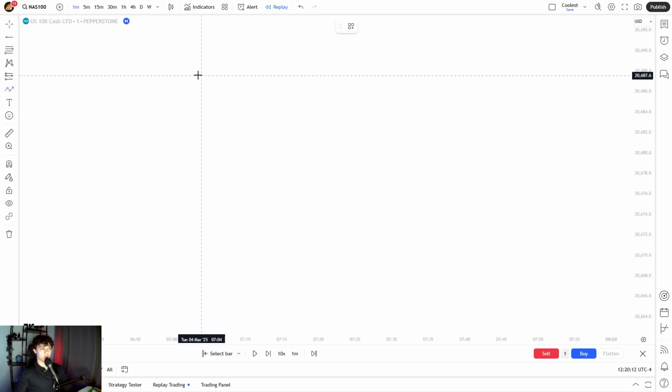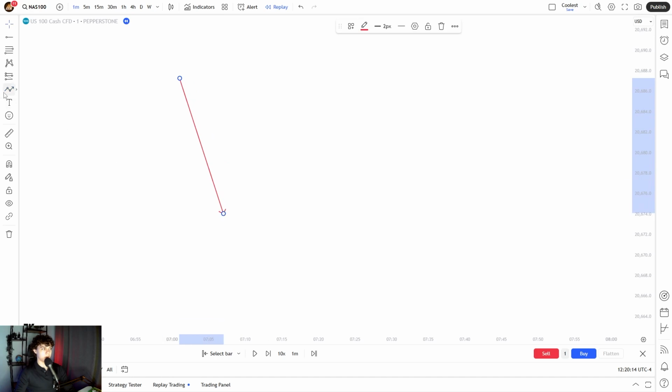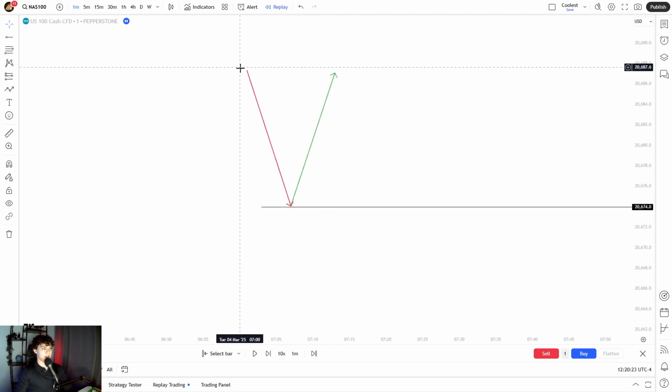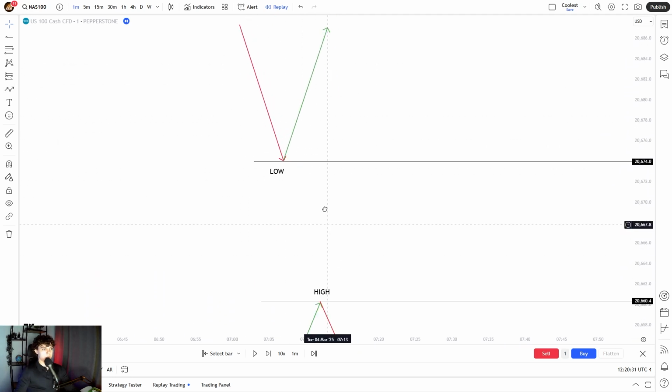And literally a low, same thing. Down candle followed by an up candle. This is the low. Remember, here was an up candle followed by a down candle. This is the high, and this is the low. Okay, this is the low, and this is the high.